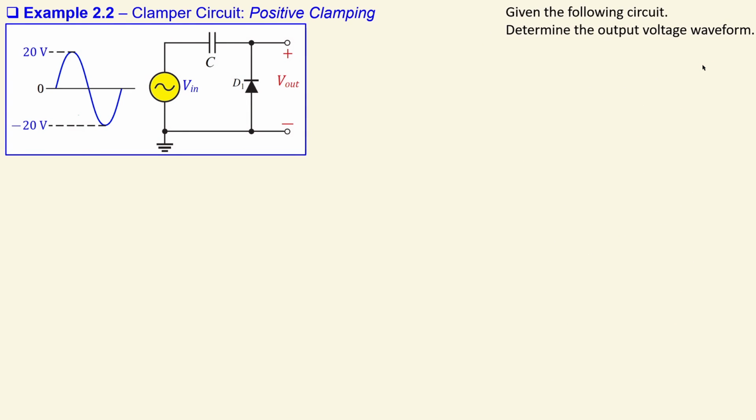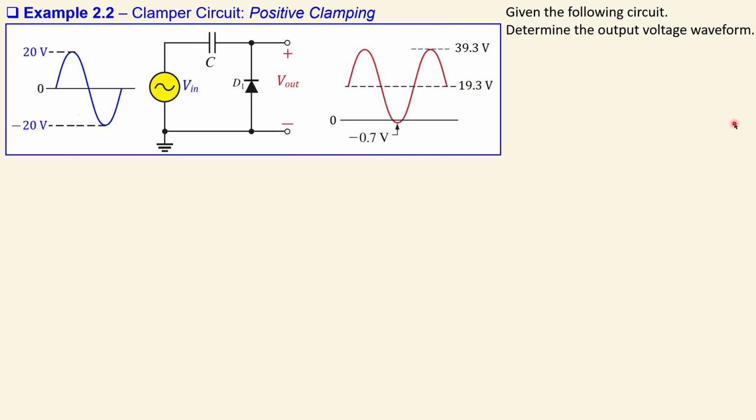Now, going to another one, which is the positive clamping. So we have this circuit, again, the same input voltage with the same amplitude and also the same frequency. And again, we would like to determine the output waveform. So, how does it look like? We know it goes to minus 0.7 because it is positive clamping, so it will be clamping up by a level of 19.3 volts, and the maximum value will be then 39.3 volts. This is actually the reverse of the example 2.2.